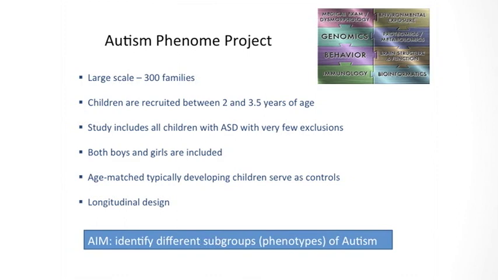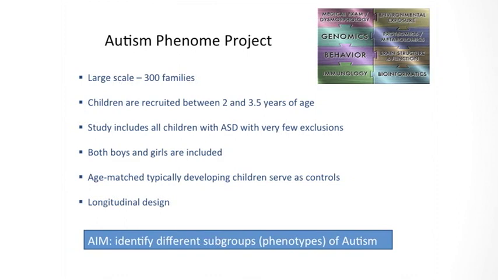In fact, we've had papers rejected for this reason, which I think is just a reflection of where the field still is as far as thinking about very homogeneous groups of autism. So again, we have both boys and girls included. And we recruited age-matched, typically developing children to serve as controls for this study.